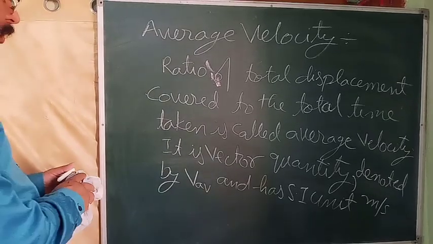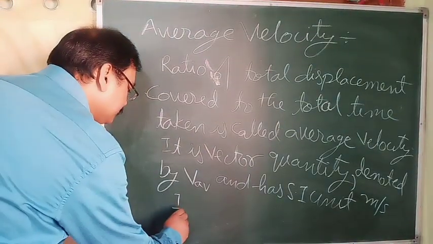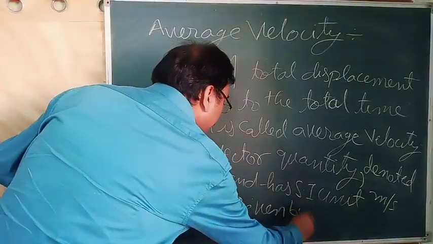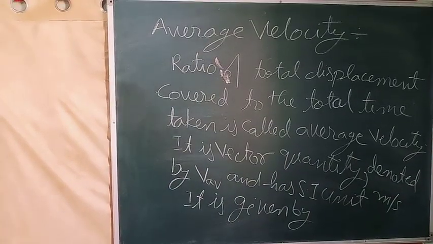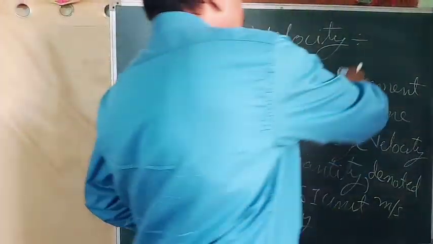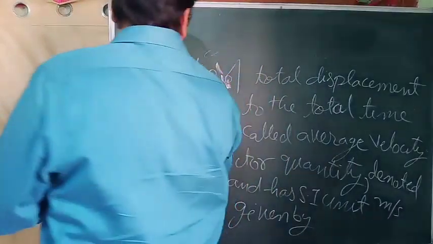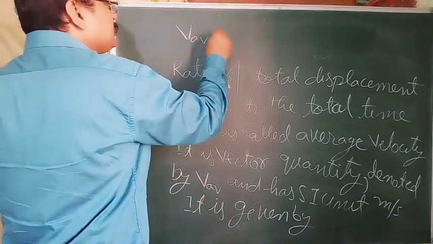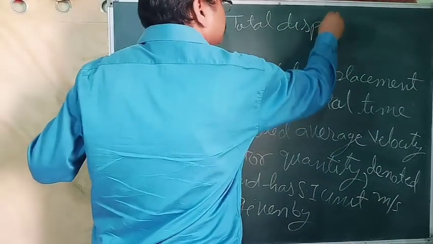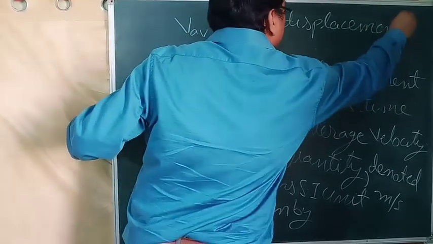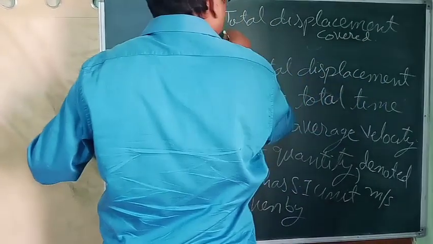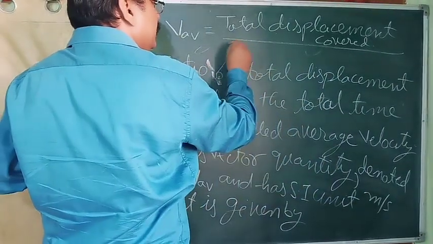Now, after this, what can we write? It is given by, the average velocity is given by what? See, I'm writing over here. Average velocity is given by V_average is equal to total displacement covered and total time taken.